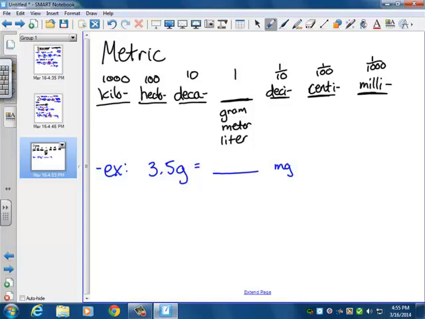So notice, if we start at grams, I'm putting a little dot here, and I go 1, 2, 3 places to get to milligrams. That means my decimal place is going to go 1, 2, 3, and I would get 3,500 milligrams.